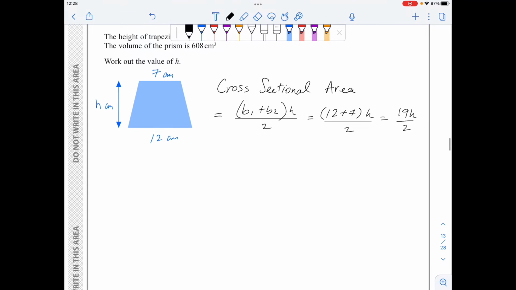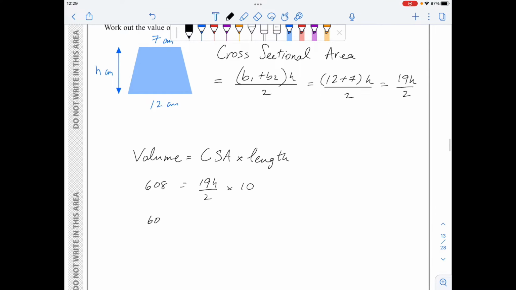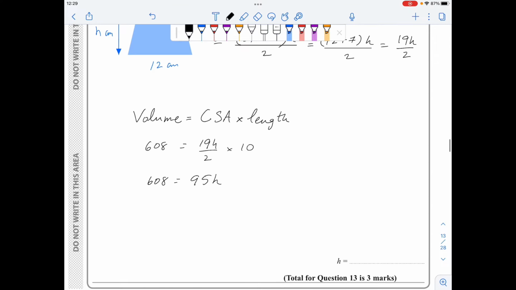Now the volume of a prism is equal to the cross-sectional area times the length. So 608 is equal to 19h over 2 times 10. 608 is equal to 95h, which means that h is 32 over 5, or 6.4 if you want the answer as a decimal.